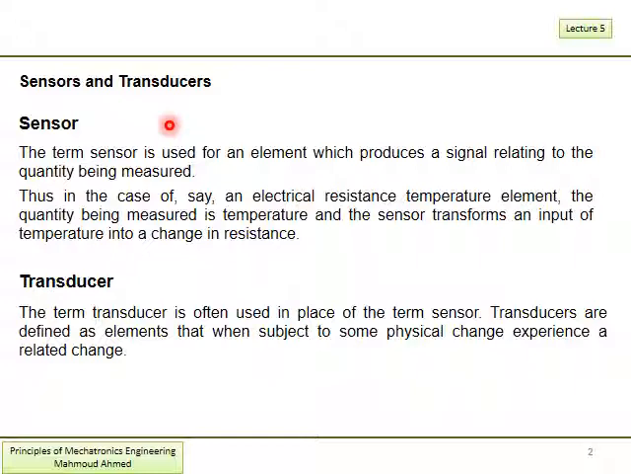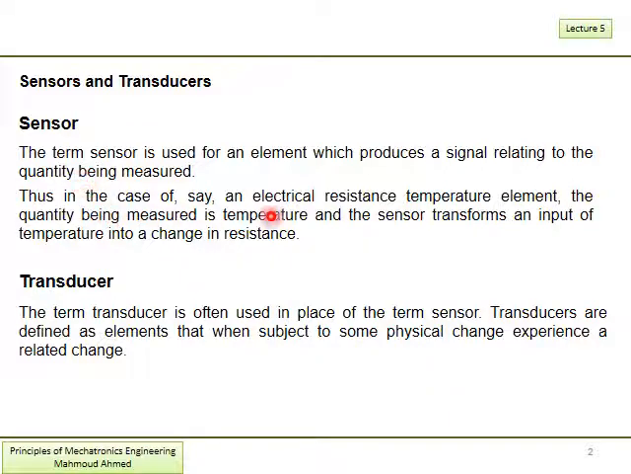So what is meant by sensor as a definition? The term sensor is briefly, in a simplified manner, an element which produces a signal relating to a quantity being measured. So this element can be considered a system. The output is a signal, and the input is simply any quantity from the environment.